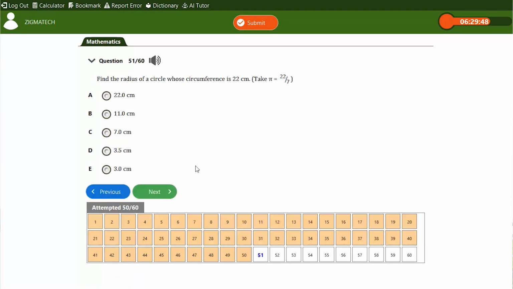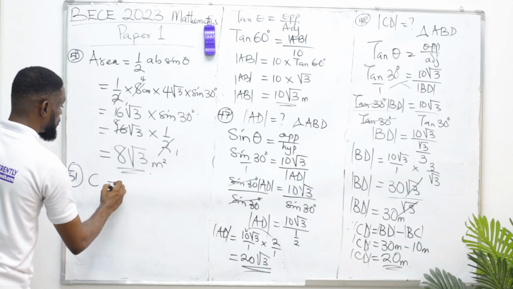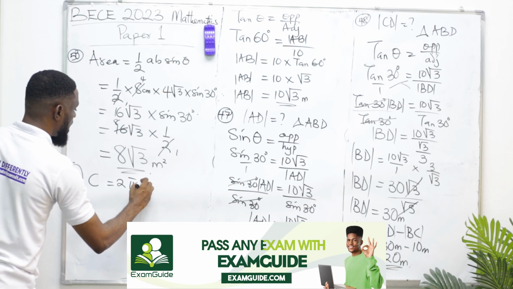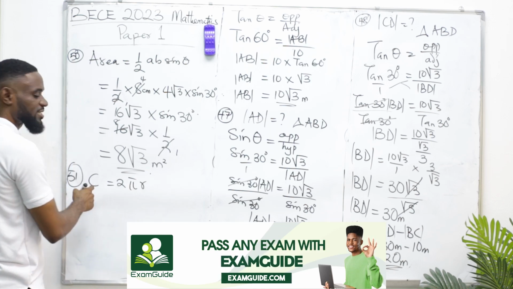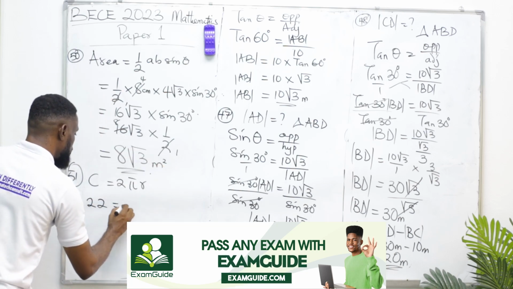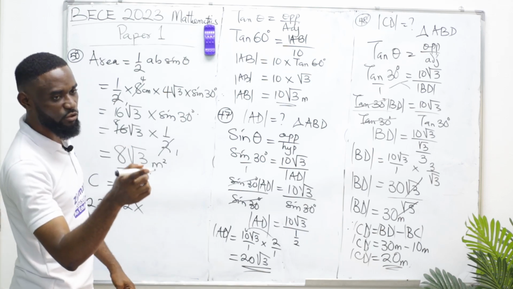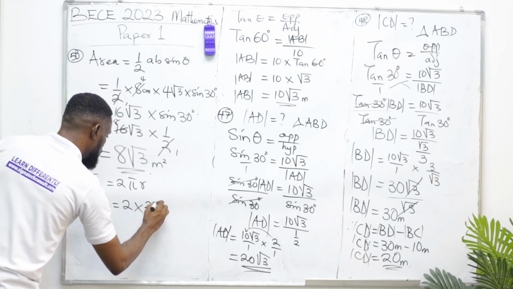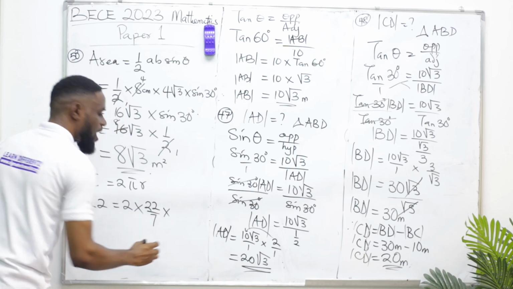So let's go to 51. Find the radius of a circle whose circumference is 22 cm. That is pretty simple. The circumference of a circle is equal to 2 pi r. Circumference is given to us as 22 cm, so put 22 cm in place of C, equal to 2 times, they say we should take pi to be 22 over 7, so 22 all over 7 times our radius.